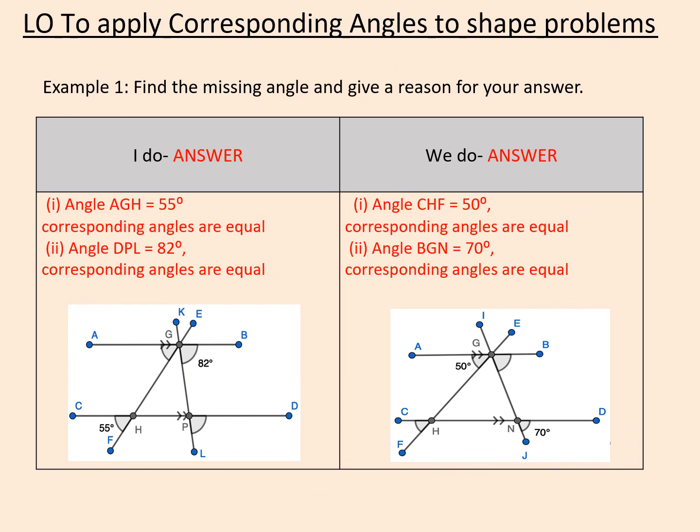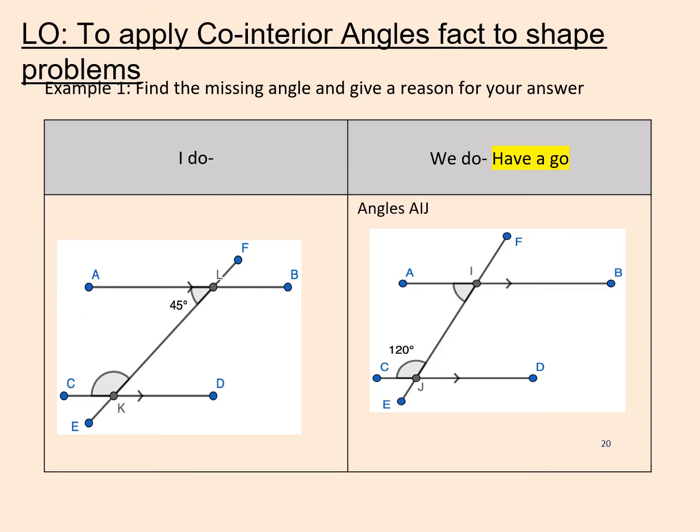Okay, and there's a longhand explanation. You can pause the video and have a look at the answers. That's a long way of writing it out, but you would have to write corresponding to get the mark. Okay, finally, co-interior, you and your mate on the settee. Now, co-interior angles, so we'll write that down there.